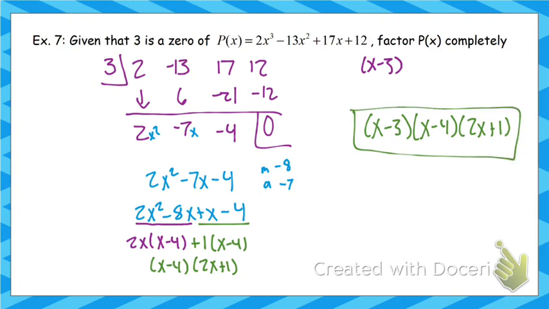But for now, the thing to really understand, if you do synthetic division with a number in the box, if you get 0 as an answer, that means that the number in the box is a 0. It also means that x minus that number is a factor.